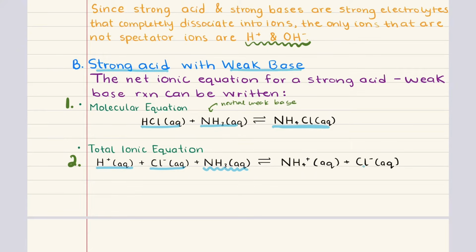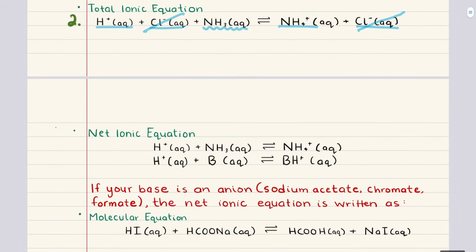Then you'll notice chloride ions appear on both sides unchanged, so they cancel out because they are spectator ions. The net ionic equation then reduces to hydrogen ions plus ammonia gives us ammonium. So, in other words, the hydrogen ion plus the base gives the conjugate acid. We can write this in the general form, H+ plus the base B gives us the conjugate acid, BH+, with a +1 charge. The message here is that a strong acid protonates a neutral weak base to make the conjugate acid, and the solutions containing the conjugate acid tend to be acidic.